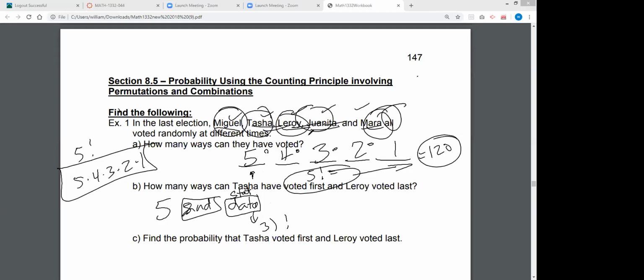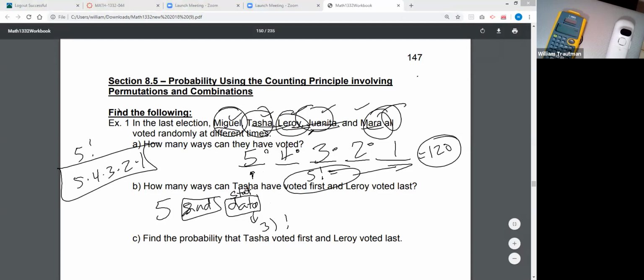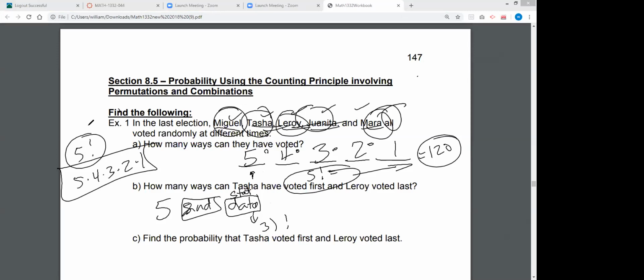On what? To do 5 factorial. If you don't know what that is, and I'm telling you, you didn't watch the video that you're supposed to last week. No, I watched the video. I know how to put in a factorial.